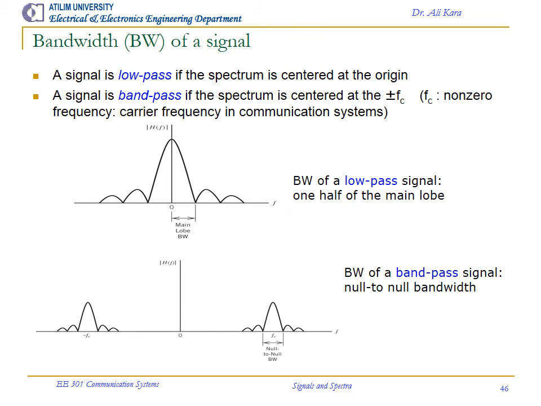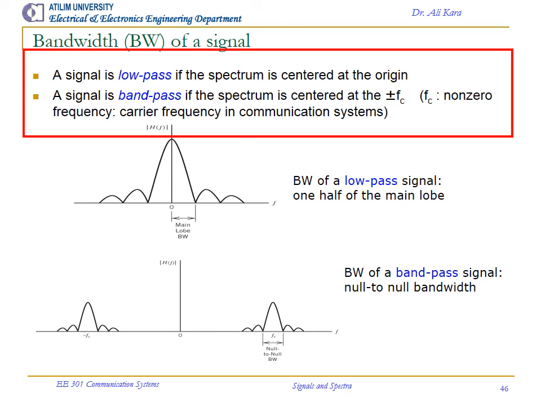Bandwidth of a signal. Bandwidth is the difference between the upper and lower frequencies in a continuous set of frequencies. It is typically measured in hertz. A signal is low pass if the spectrum is centered at the origin. A signal is bandpass if the spectrum is centered at ±fc. Fc is the non-zero carrier frequency in communication systems.